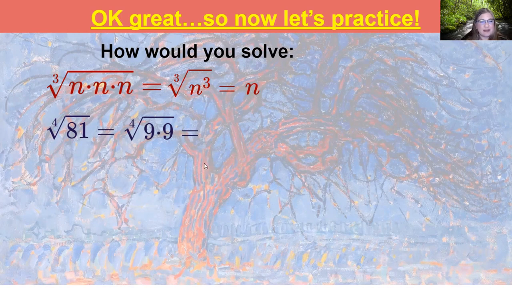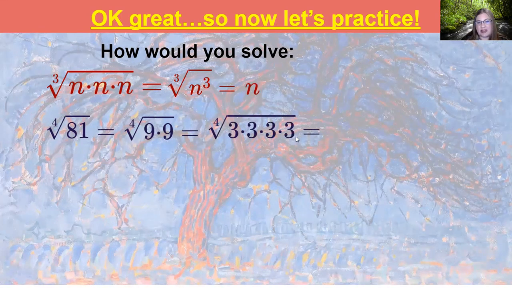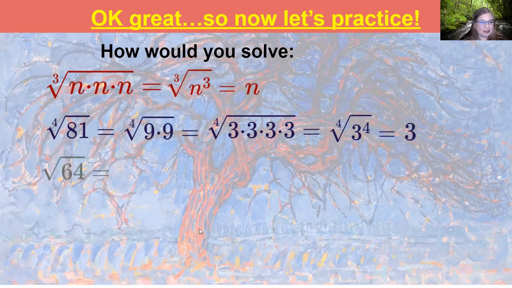the same, right? Well, 9 is 3 times 3. So essentially we have here 3 times 3 and 3 times 3. So let's write that. And now you can see we have 4 of the same thing. So we could write it as 3 to the 4th, and the 4 will unlock the 4th root gate, and my answer will be 3. Did you get that? Okay, let's try another.